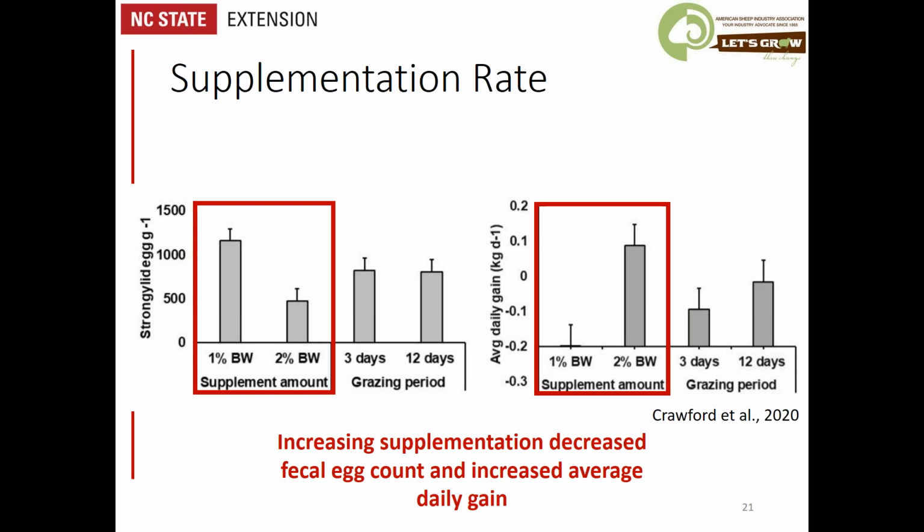And then if we look at growth rate on the chart on the right, those animals at 1% body weight supplementation were actually losing weight compared to the animals that, at 2% of their body weight, were gaining weight. And so a substantial difference in average daily gain by just increasing supplementation from 1% to 2% of body weight. And so when we think about managing parasites, sometimes we just have to feed a little bit more.